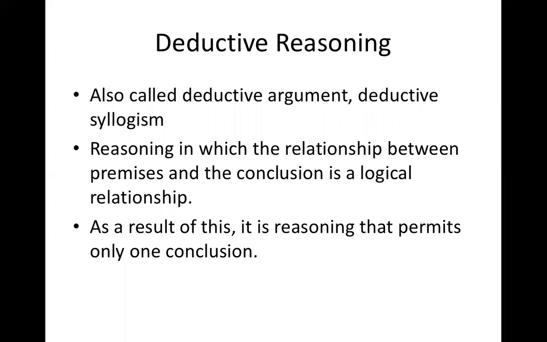Now, remember in mathematics, when you say 2 plus 2, there's only one conclusion, and it's 4. You can't say 2 plus 2 and you have 4 and another number. So deductive argument is sort of a mathematical argument. It's like a mathematical operation. That's why we say it is reasoning that permits only one conclusion. A deductive argument does not make more than one conclusion possible. Otherwise, it will not be a valid deductive reasoning.